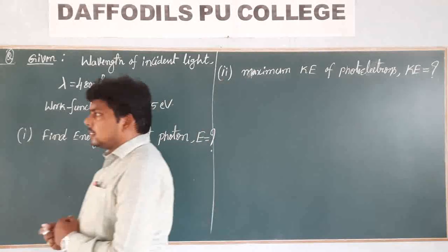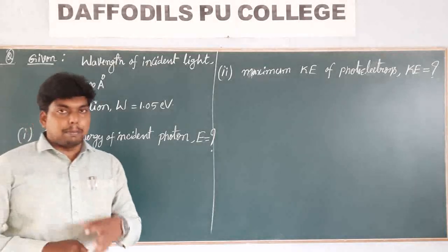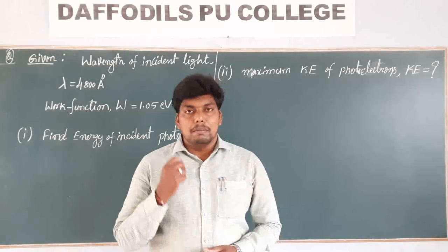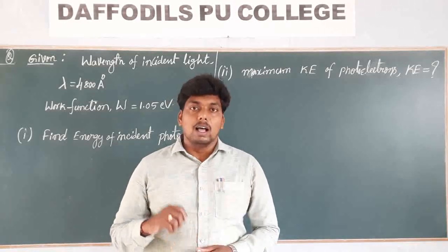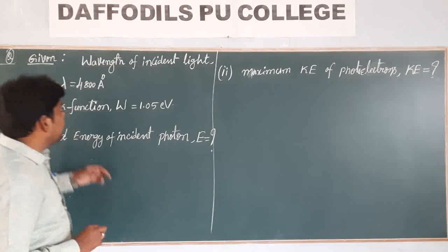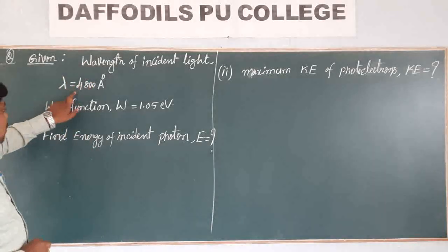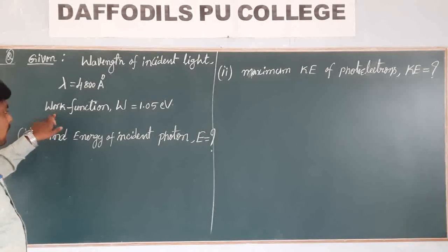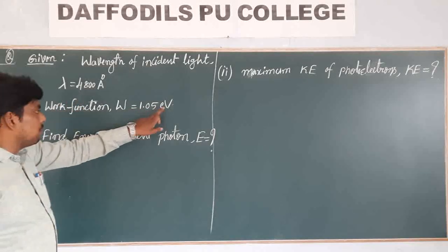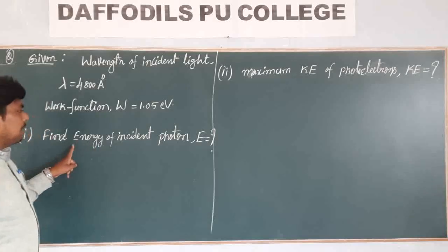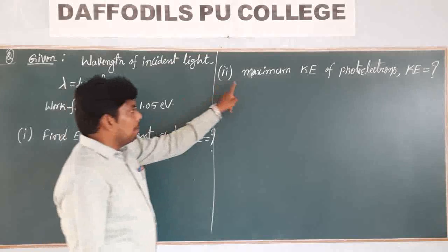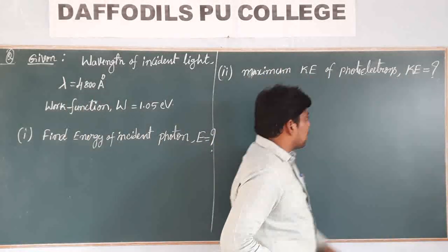This question is similar to the previous question, but the previous question was in terms of the frequency, and this question is in terms of the wavelength. They have given the wavelength of the incident light, that is 4800 angstrom, and also the work function of the metal, that is 1.05 electron volt. We have to calculate the energy of the incident photon first, and second, the maximum kinetic energy of the photoelectron.